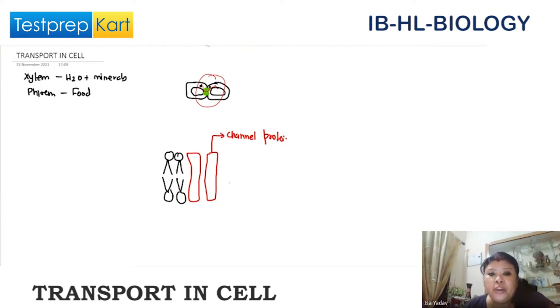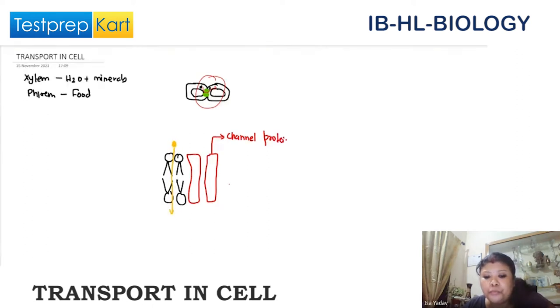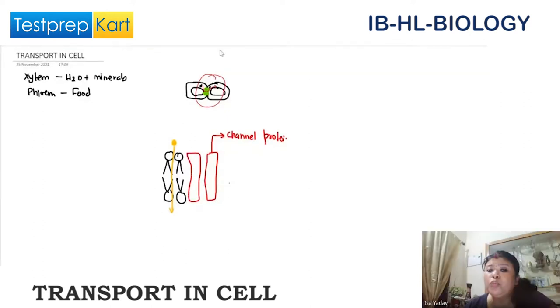Now we know that the lipid soluble components can easily pass through the plasma membrane, correct? What about the water soluble components? They cannot pass through the bilipid layer, so they can only use this method. This is called a channel protein. Through the channel protein, there can be three types of transport.